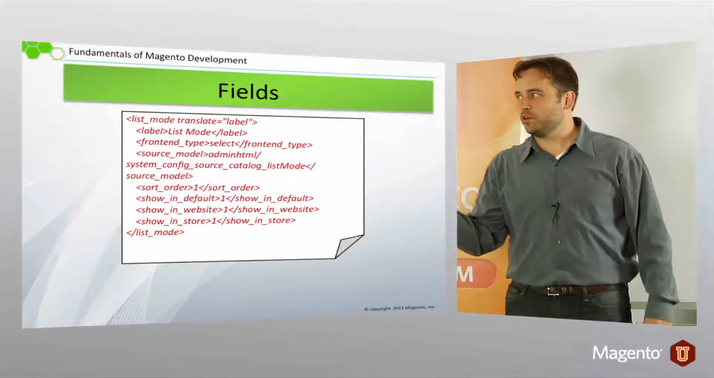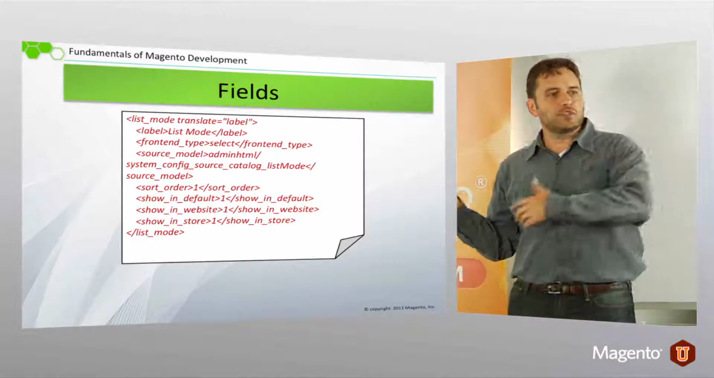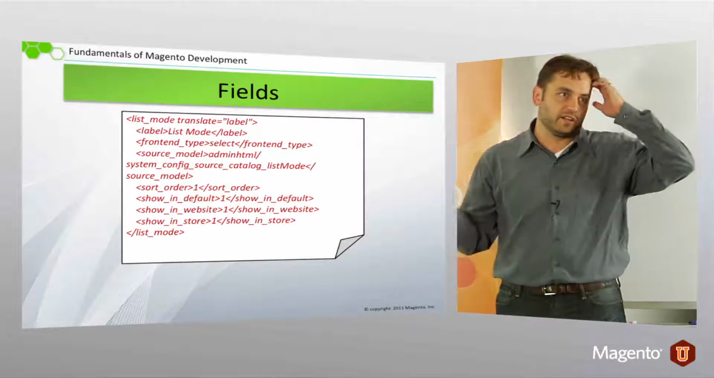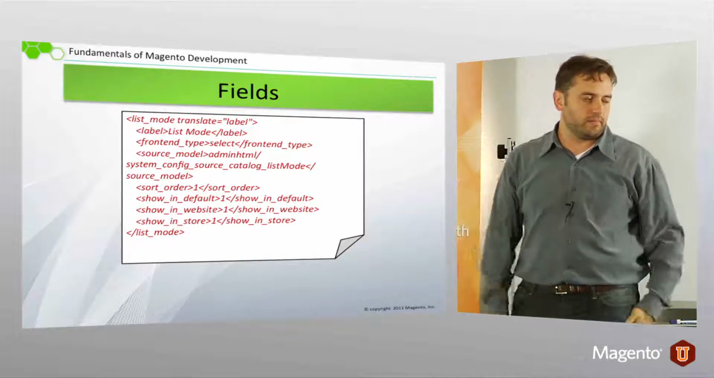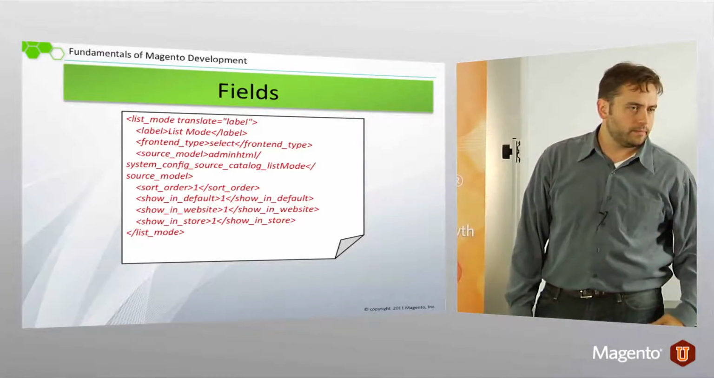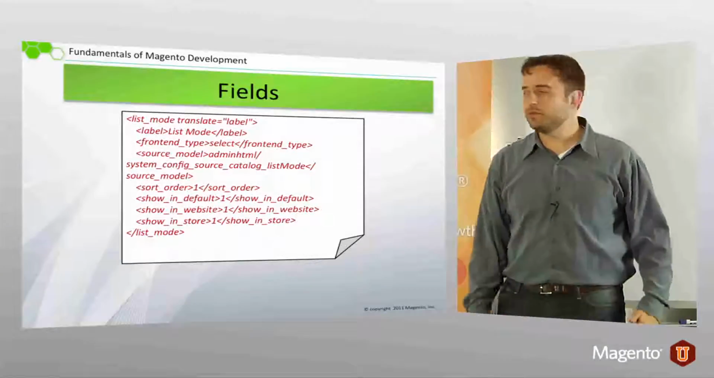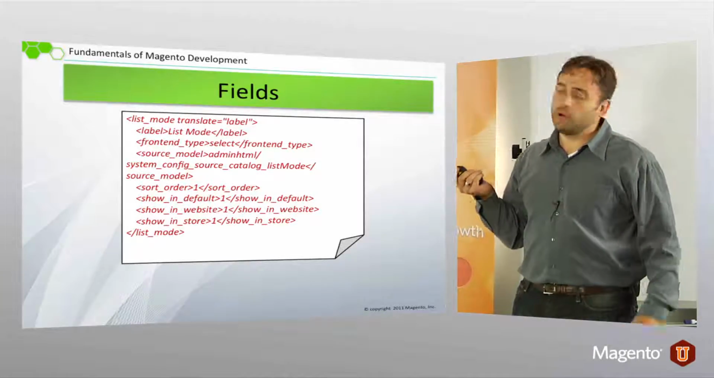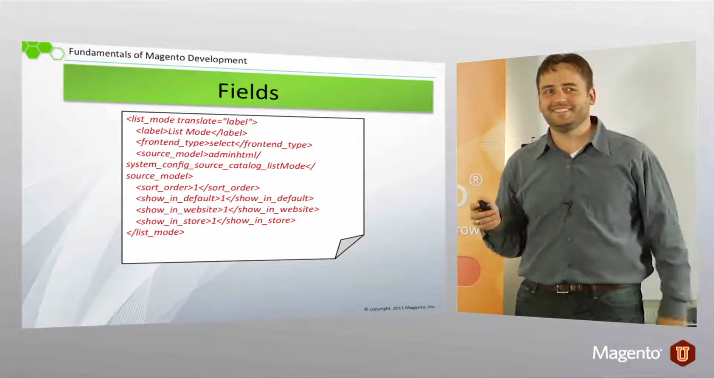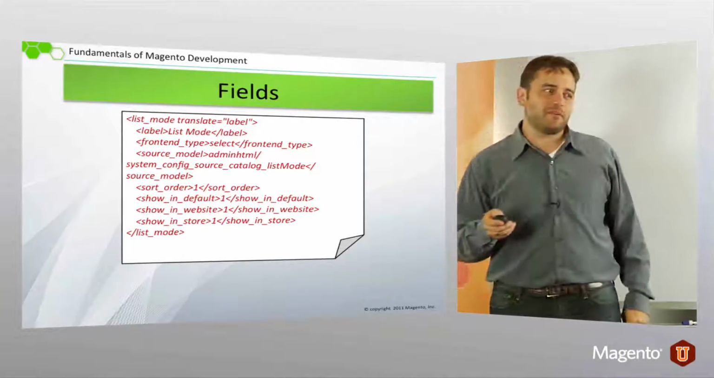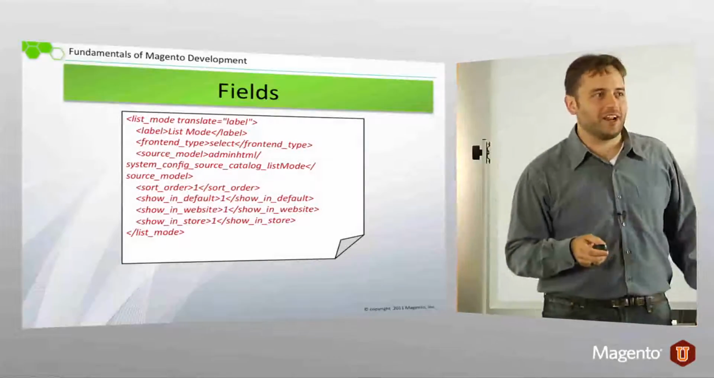And sort order, show in default, show in website, show in store. There are also some other nodes that we can define here, and I define those in the file that I will be pasting for you. So, any questions so far? It's probably cruel to feed you this much XML right after lunch.